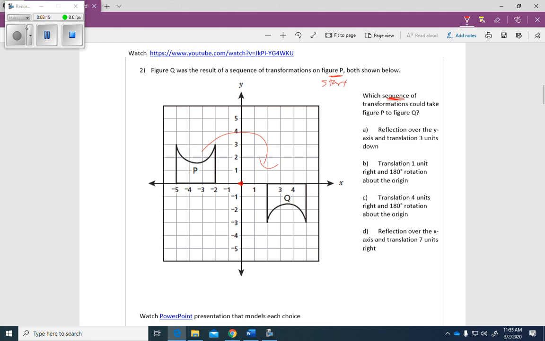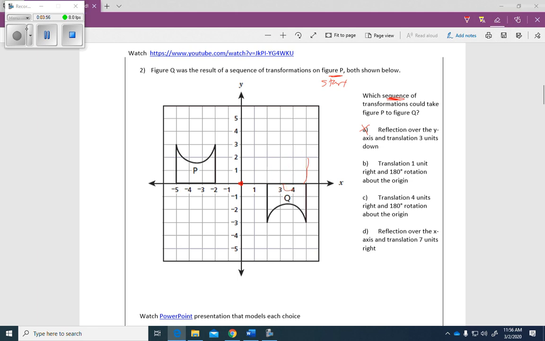So we have to go through the choices. A, reflection over the y-axis. If I reflected P over the y-axis, it would end up over here. Sorry, I'm having a hard time drawing with this pen. But that's where it would end up after a reflection. And then it says translate 3 units down. If I moved this down, this curved part is in the wrong spot. It's not going to work. So it's not choice A.